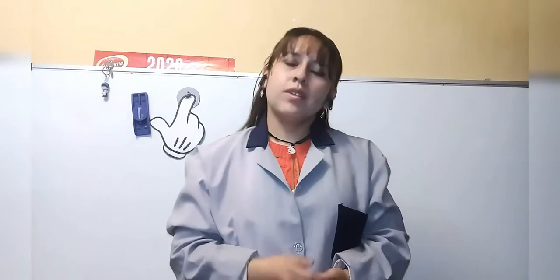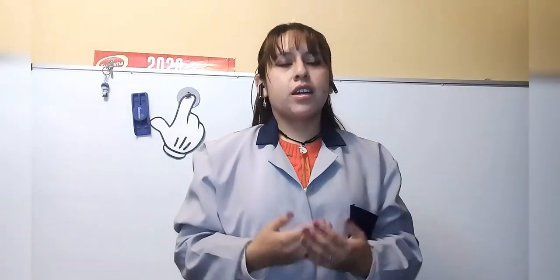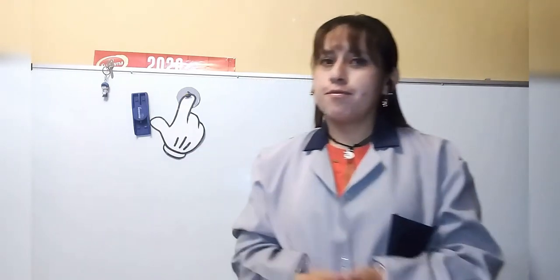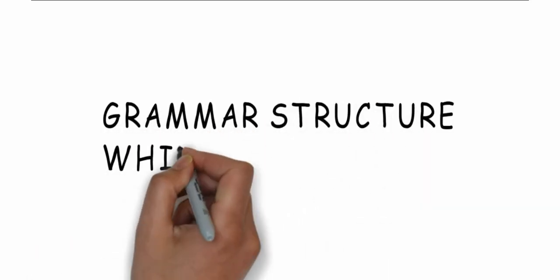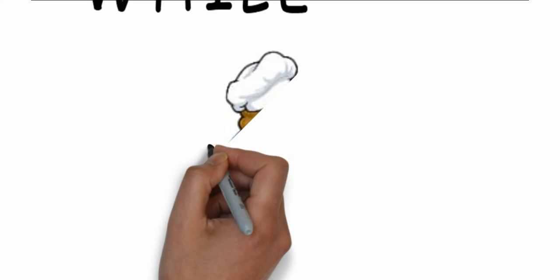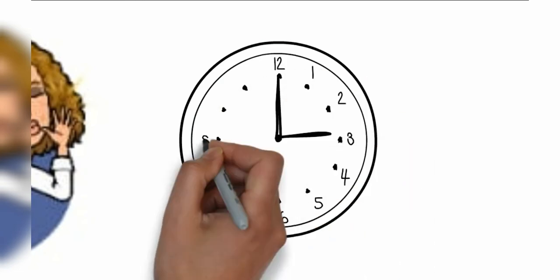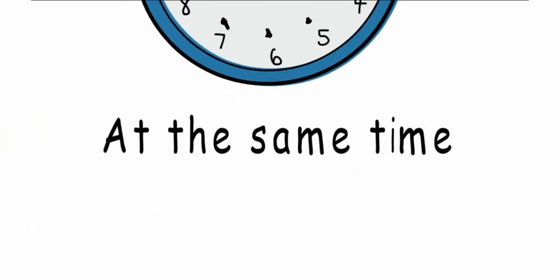Thank you, Naira. Hi, I am Miss Sharon, and today I am going to explain to you more about the grammar structure. So let's start. Grammar structure of while. Remember that we are talking about an action in the past and suddenly something else happened at the same time.